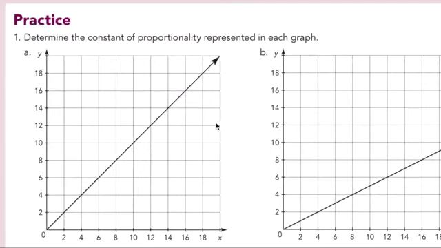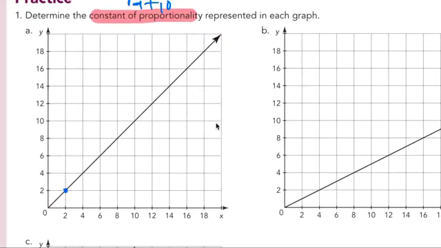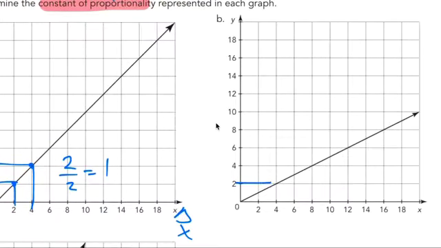The constant of proportionality represented in each graph. That means find the ratio, or rate, of each graph. So you can do this 2, it's always the change in y over the change in x. So the y here is 2 over this 2. Or you can do 4 over 4, 6 over 6, all equals 1. It's always the same. In this case, it's 2 over the 4.